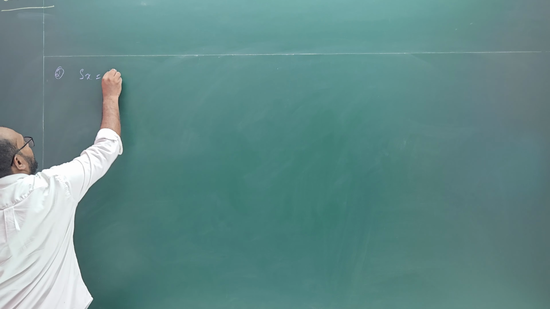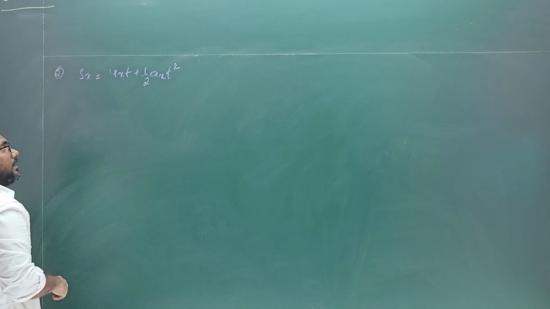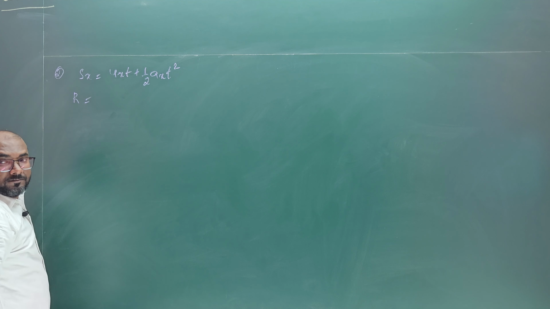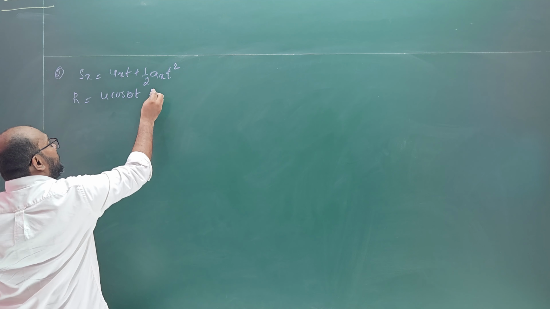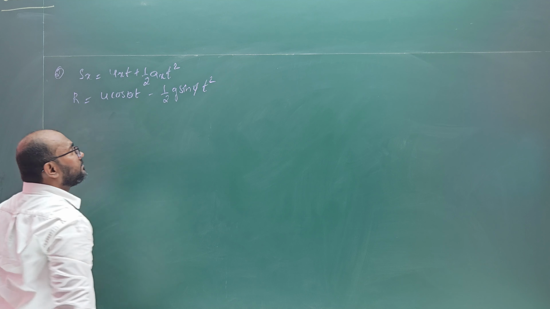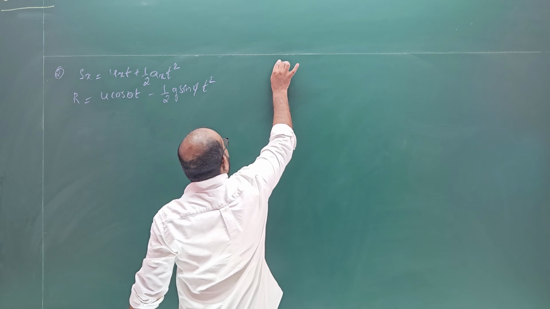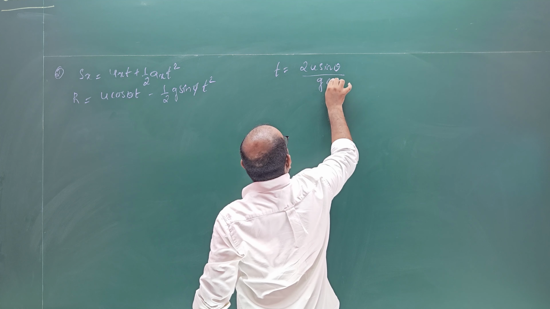Sx is nothing but ux t plus half ax t square. Yes or no? Sx is nothing but called the range. What is the ux value? Ux is u cos theta t, minus half g sin phi t square. Put the value of t. What did we get? 2u sin theta upon g cos phi. We just calculated that. So t is nothing but 2u sin theta upon g cos phi.